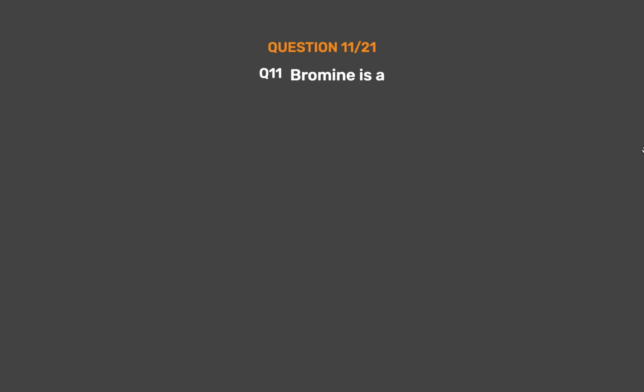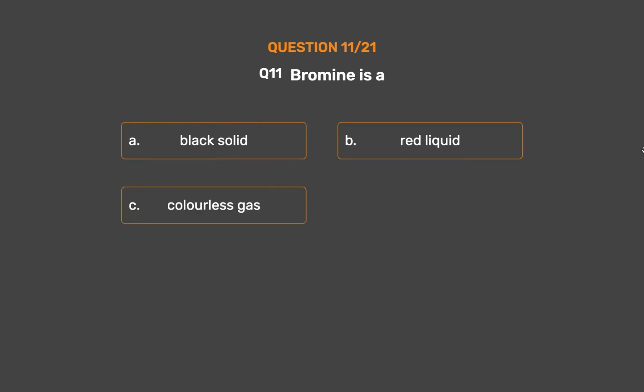Question number 11. Bromine is: Option A, black solid. Option B, red liquid. Option C, colorless gas. Option D, highly inflammable gas.